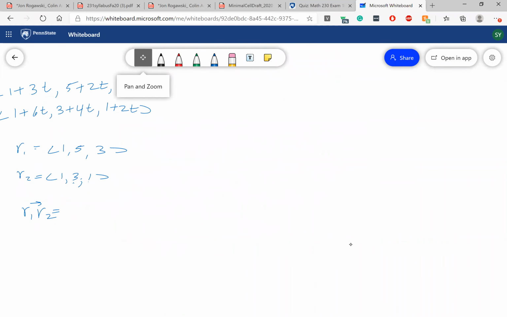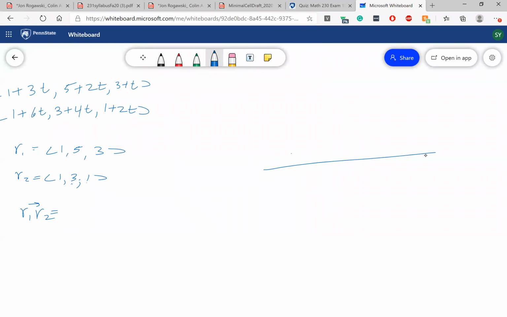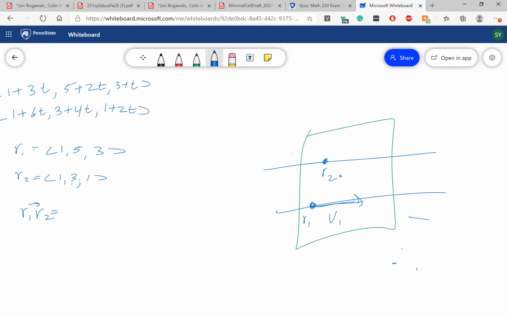So let me remake some of this. Here are 2 lines, and here's our plane, and here's the vector v1, and here's the point r1, and here's the point r2, and we want the vector between them. Okay, so that's this vector. That is the vector 1 minus 1, which is 0, 3 minus 5, which is negative 2, and 1 minus 3, which is negative 2.